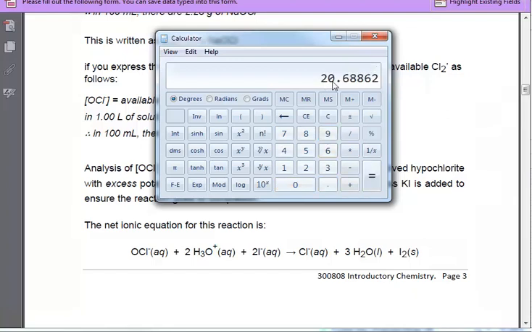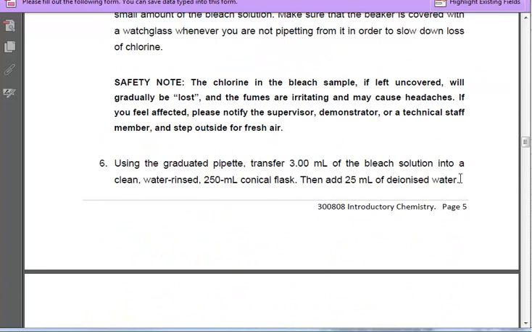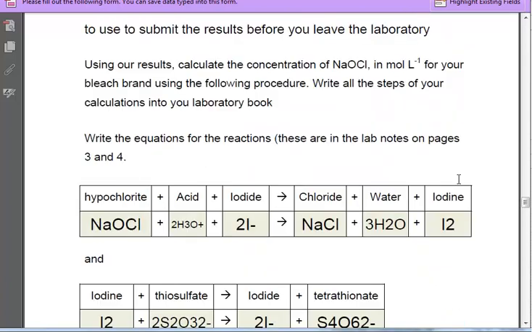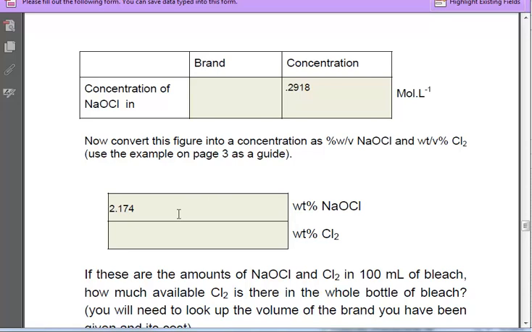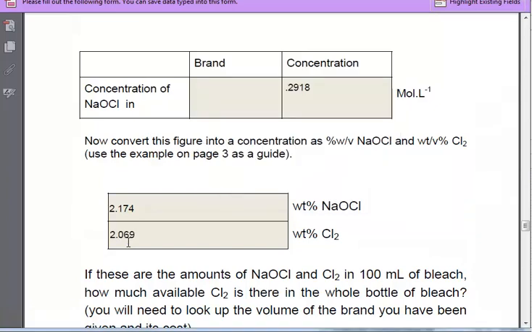And again, this is 20.69 grams per litre of available chlorine. So divided by 10 into percent. Oh, sorry, 2.069. Weight percent chlorine. So it's a reasonably simple calculation.